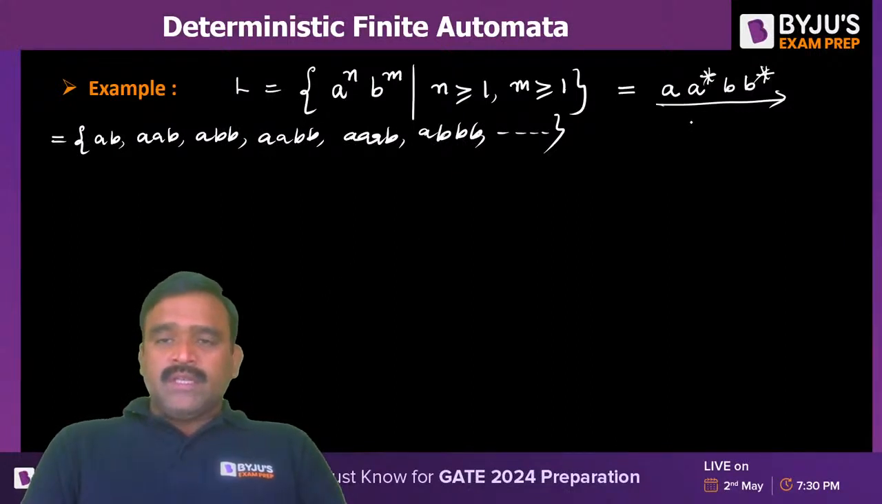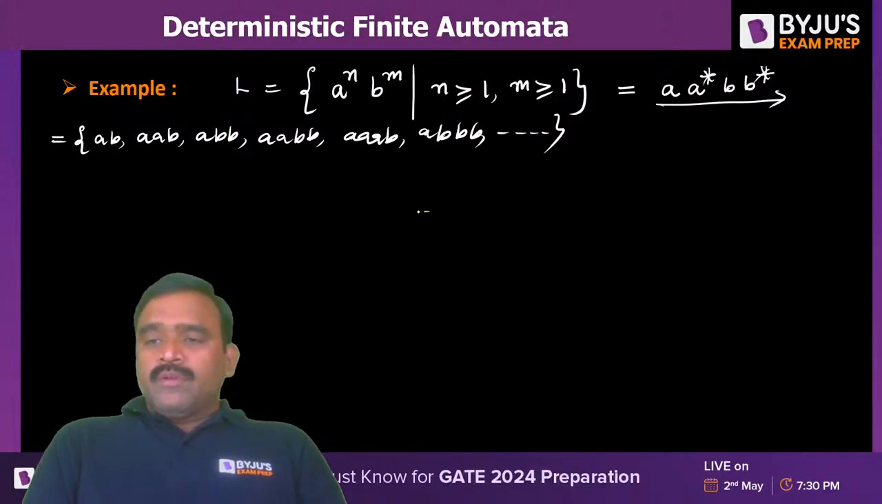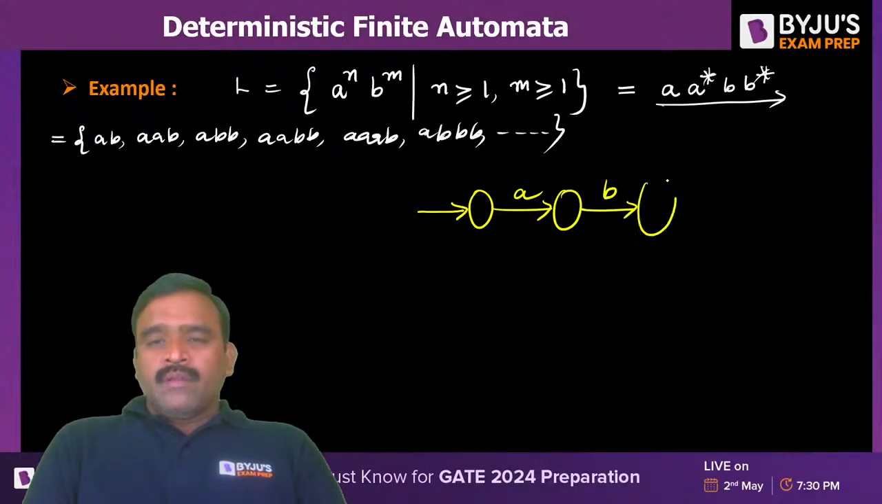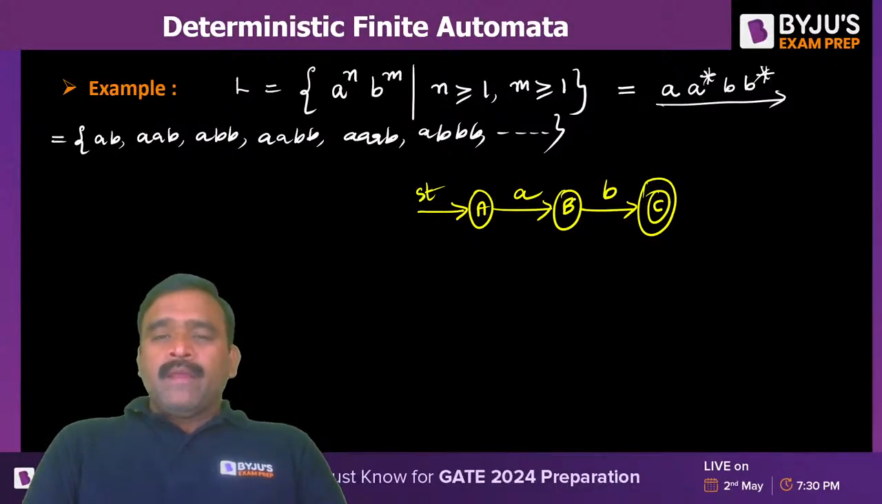So for these strings, AA star, BB star, we can have a machine like this. Minimum we will have one A followed by one B. So minimum AB is accepted. For AB it will go to the final state. Let us suppose this is state A, this is state B and state C. So we are having minimum AB accepted, and for A and B and A it will go to A because of A star, B star.